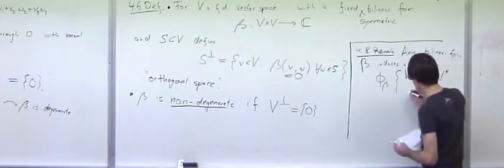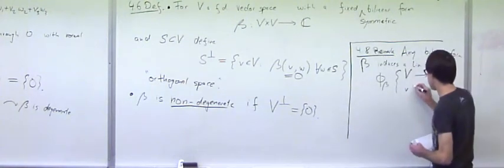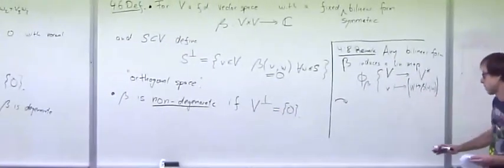Well, how? A vector must be sent to a linear form. Well, which linear form do I take? Just the linear form which sends another vector w to beta of v, w. So I fix the first argument, and then this gives a linear form in the second argument. So this is a very natural construction, and I can interpret these definitions in terms of this map.